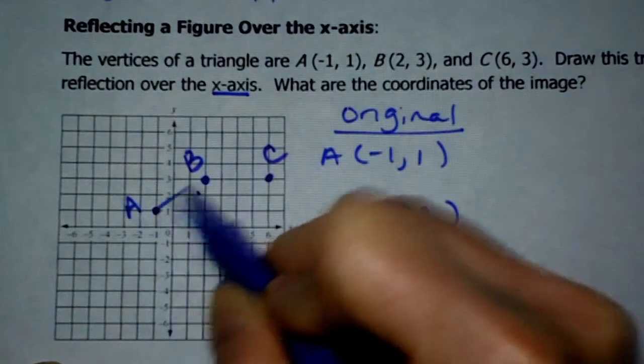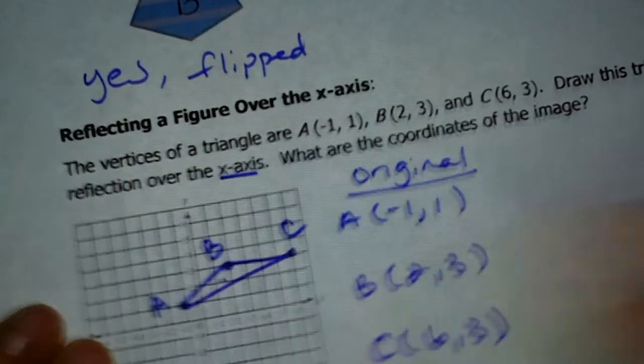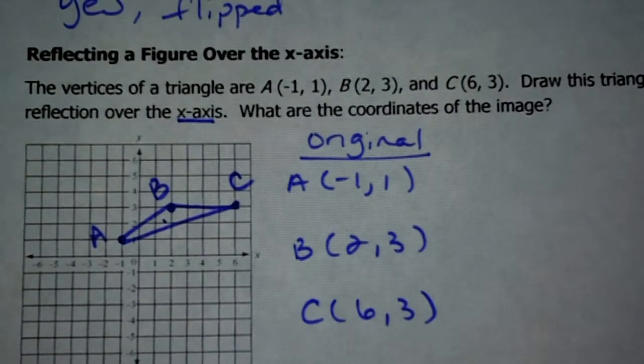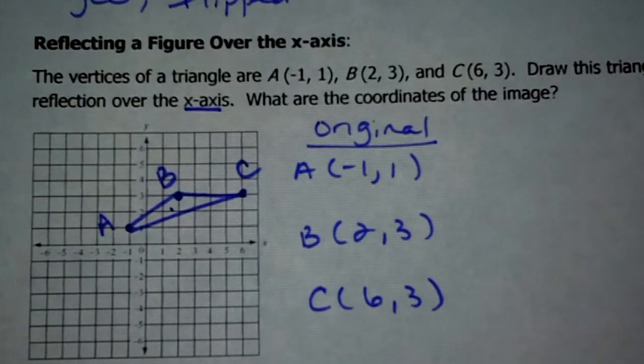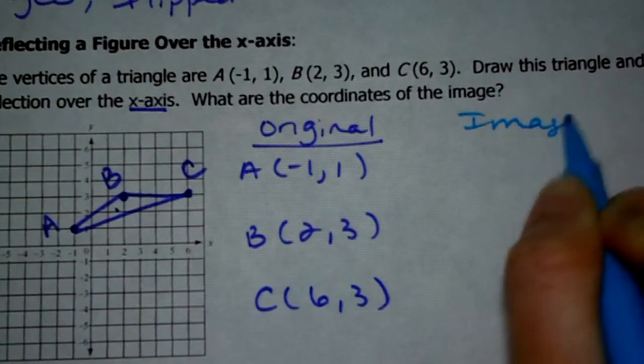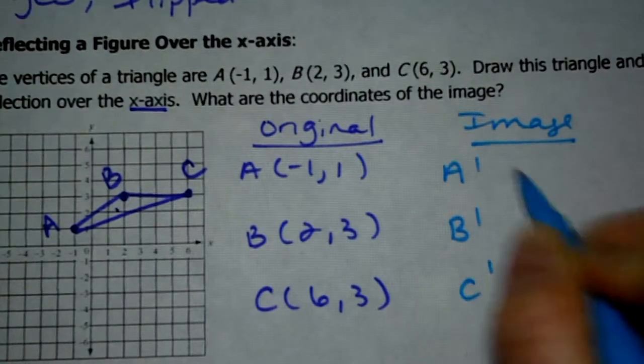And now, it's the same day that I don't have my ruler. I'm going to do my best. There we go. Not too bad. So it looks like a triangle, which is good because you were given the vertices of a triangle. So it should look like one. Alright, now I ask you to draw its reflection over the x-axis, and I ask you for the coordinates of the image. So over here I'm just going to write image. And I know I'm going to have an A prime, a B prime, and a C prime.